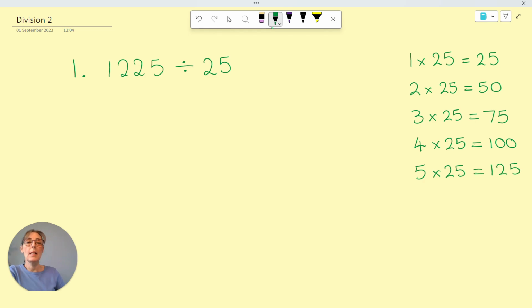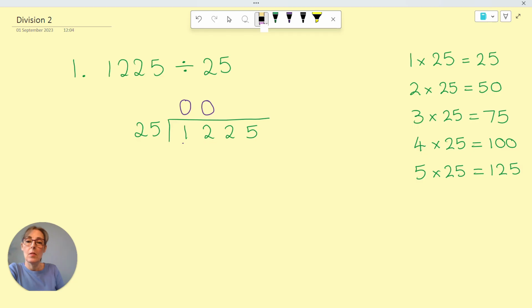Okay, so I'm just going to leave it like that and just see what I get here. So let me set it up. So I've got 1,225 divided by 25. Okay, here's some different colours. How many 25s fit into one? They don't. How many 25s fit into 12? They don't.